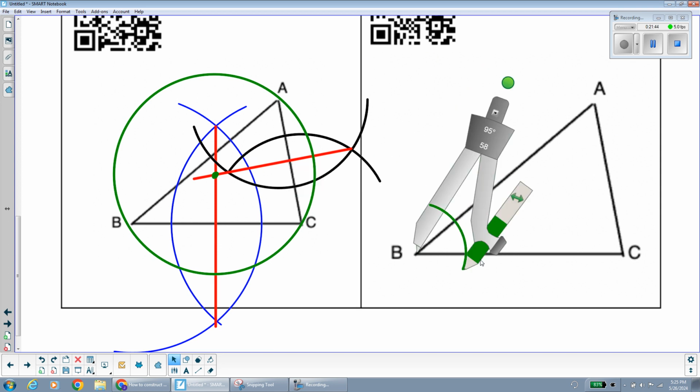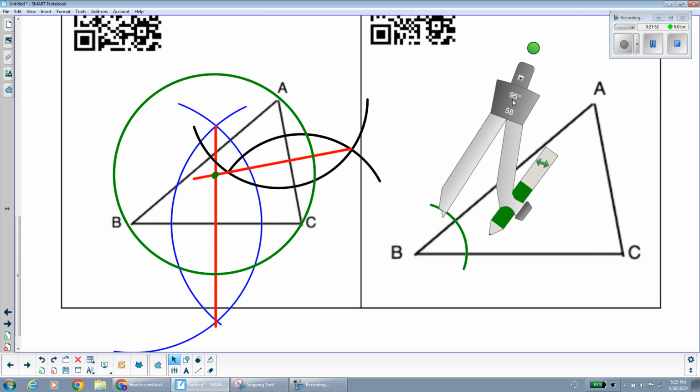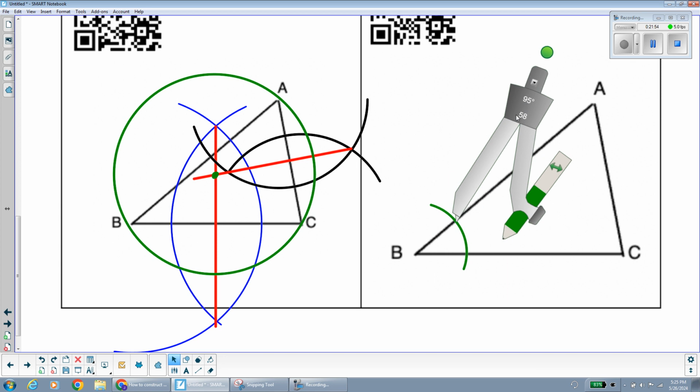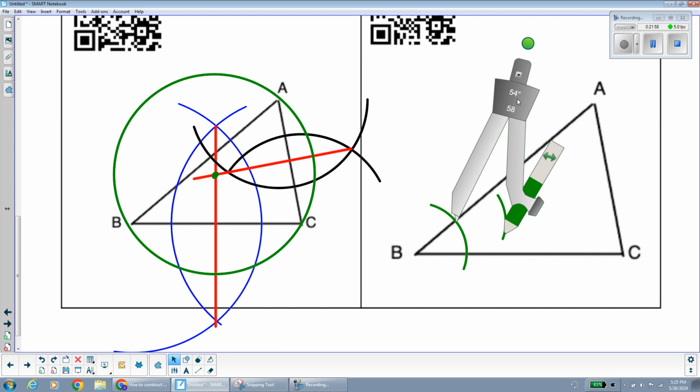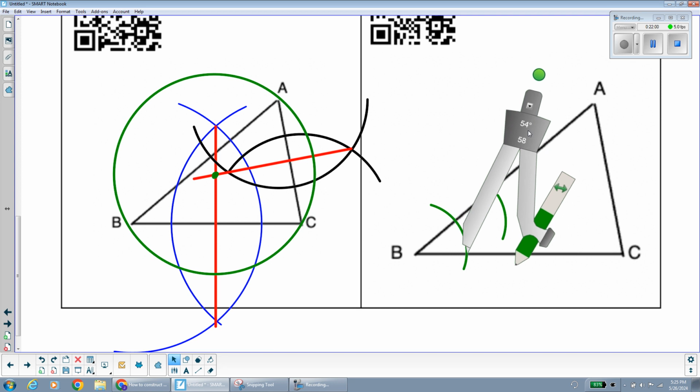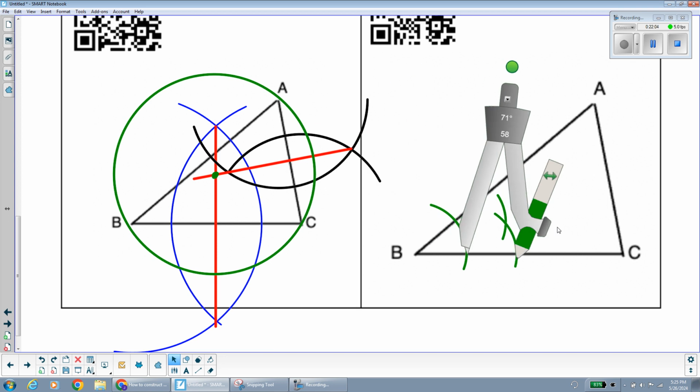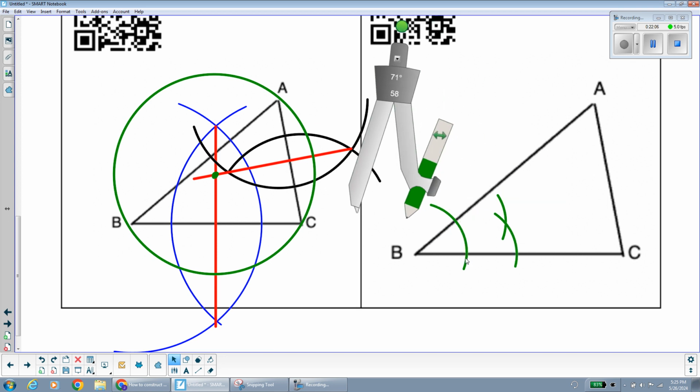Okay, I'm bisecting angle B. All I did was make an arc with my point on angle B, doesn't matter the distance. Then we're going to come up here to the first intersection point. You can use the same or a different distance. It just needs to be the same on this intersection point and this intersection point, but it doesn't necessarily have to be the same distance you were using for the initial arc.